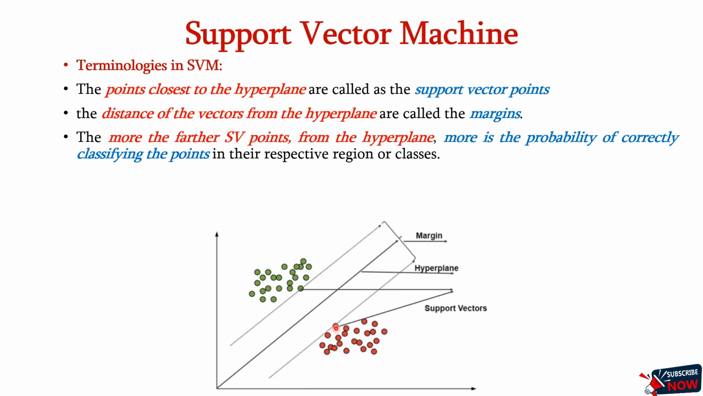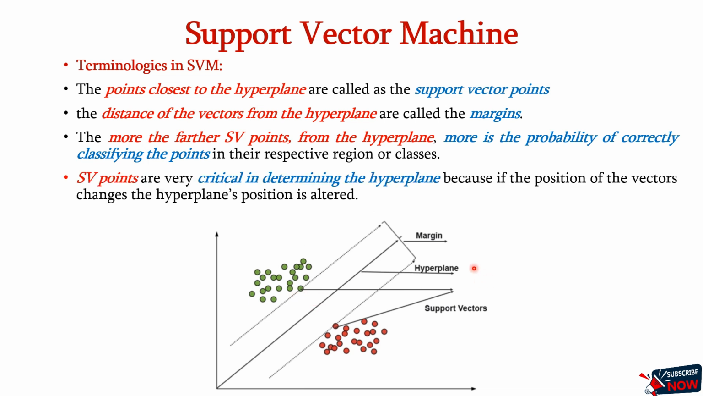The more farther the SV points from the hyperplane, more is the probability of correctly classifying the points in their respective region or classes. So we should have the support vectors farther from the margins. So SV points are very critical in determining the hyperplane because if the position of the support vectors changes, the position of the hyperplane will also be altered. So thus the support vectors decide the position of the hyperplane.